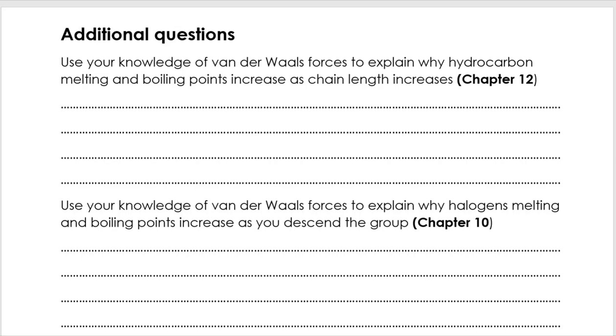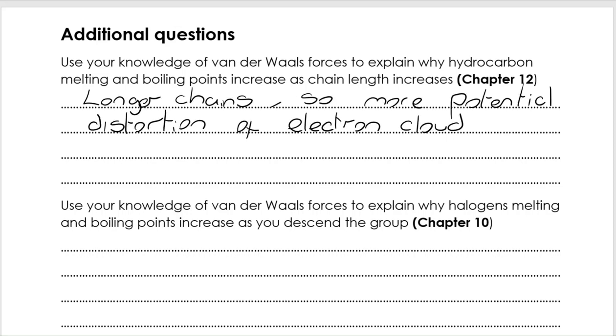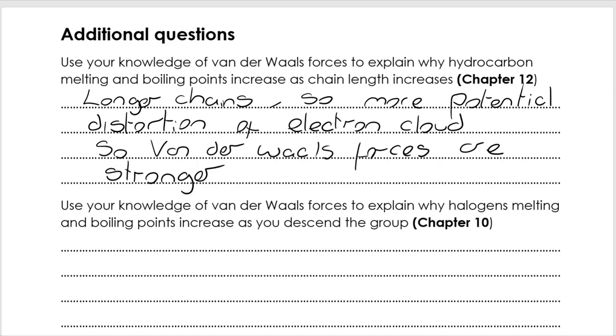So in the first instance, we're asking why hydrocarbons that get longer have higher melting and boiling points. You first learnt about this back in GCSE when you did fractional distillation, but you spoke in terms of intermolecular forces more generally. Now we know that these are van der Waals forces. And the longer the chain, the more electrons there are. And if there are more electrons, that's a greater distortion of the electron cloud, which means the van der Waals forces will be stronger.